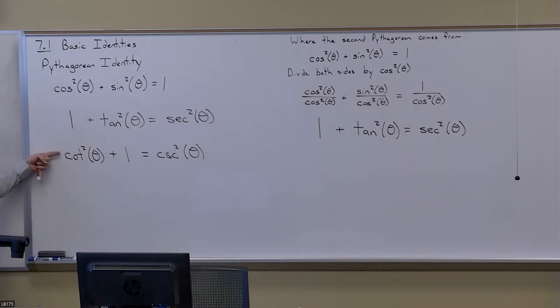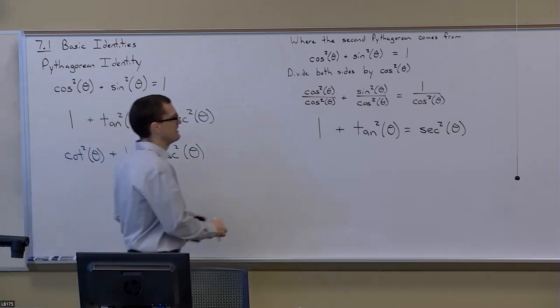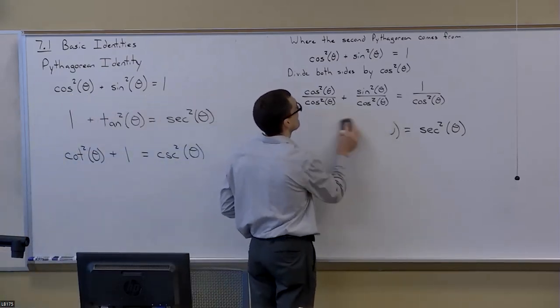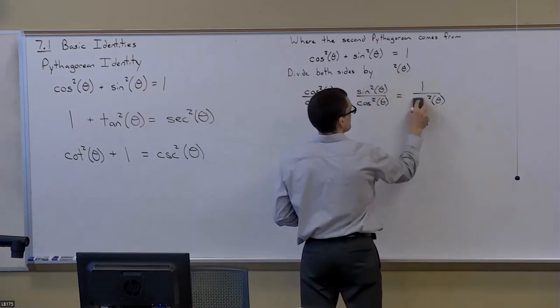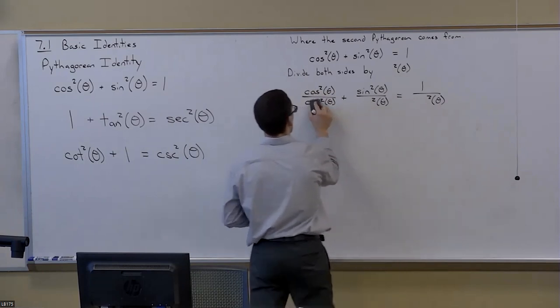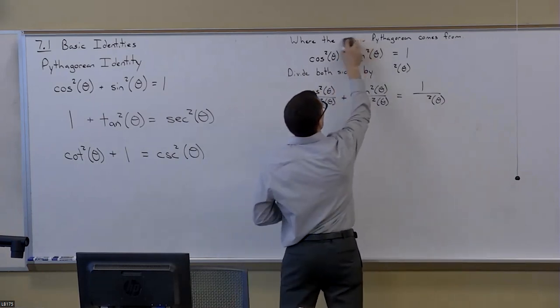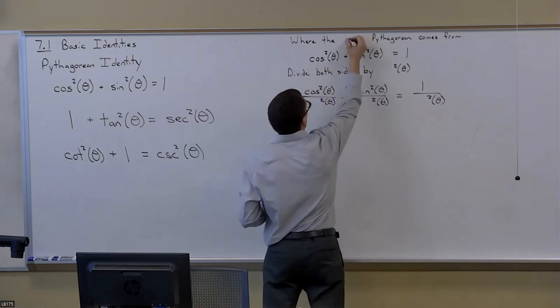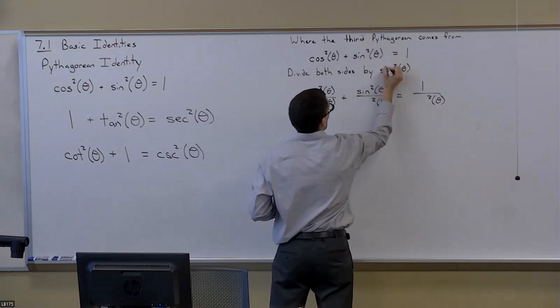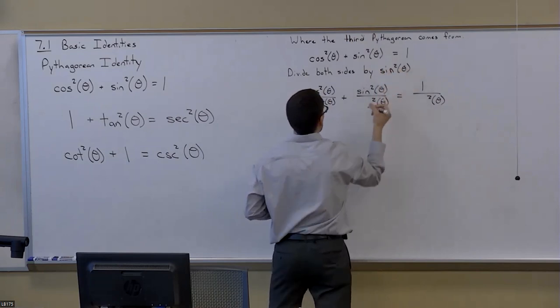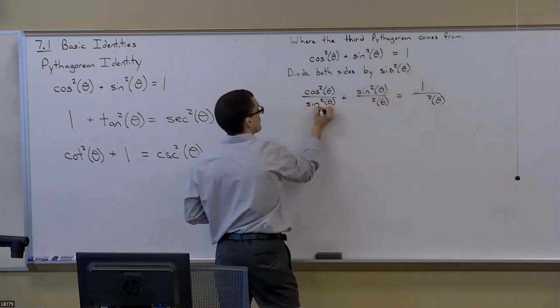What do you think I do to get this identity? Divided by sine. Divided by sine squared, exactly. So that's exactly right. If you did the exact same thing, but instead of dividing by cosine squared, you divided by sine squared. You have to write this down if you don't want. I'm just gonna show it to you.